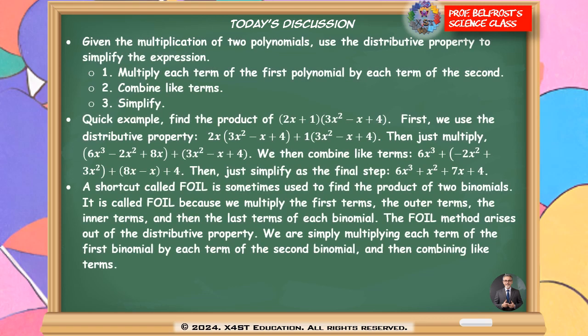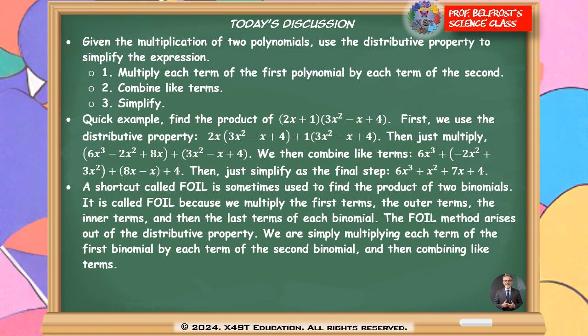So given the multiplication of two polynomials, use the distributive property to simplify the expressions. We need to multiply each term of the first polynomial by each term of the second. Actually you can just switch which one is first and which one is second, it does not matter. And second is combine like terms and simplify as before. Okay, so quick example, find the product of 2x plus 1 times 3x squared minus x plus 4. First we need to apply the distributive property as shown, then multiply as usual, then combine the like terms as we have done in the previous slide, then simplify it to get the final product, which is 6x cubed plus x squared plus 7x plus 4.